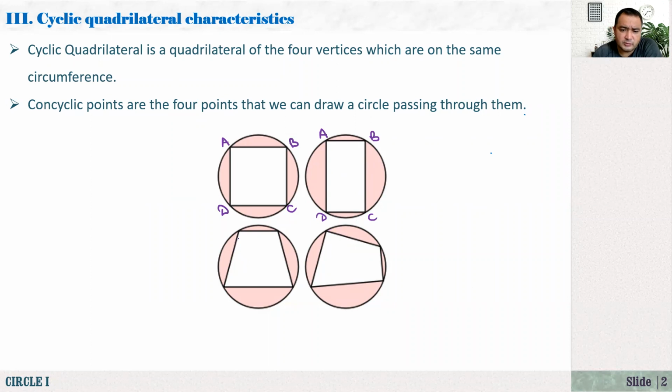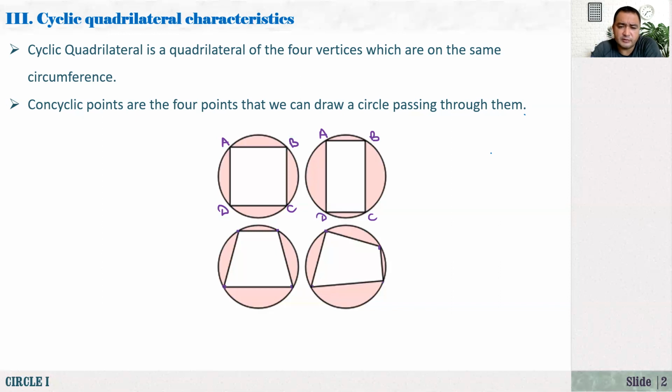And the next one is a trapezium, and also all the vertices are lying on the circle. And another one is an irregular quadrilateral, and all the vertices are lying on the circle. So actually these quadrilaterals are called cyclic quadrilaterals.